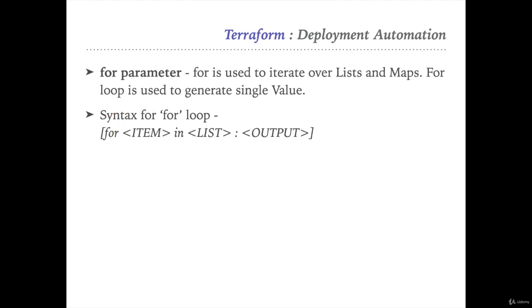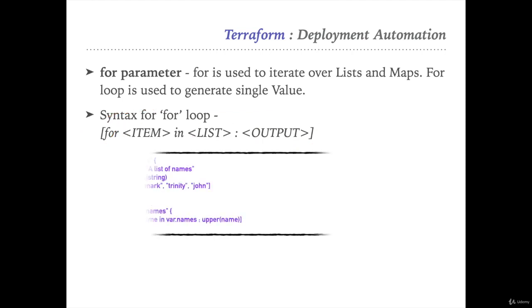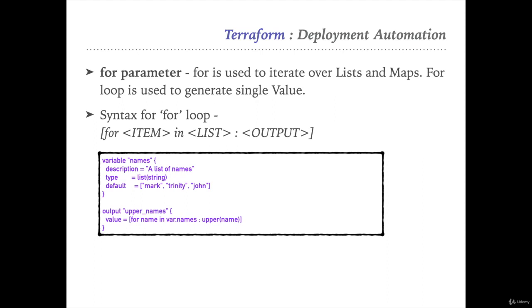Now let's discuss some samples of the for loop. So here is the sample of the for loop. You can see over here we have the variable called names. Then we have the description. That description is optional. The description is a list of the names. Then we have the type. This type is a list type. And we have some default value for my variable called names. In the default value, we have the names like Mark, Trinity, and John.